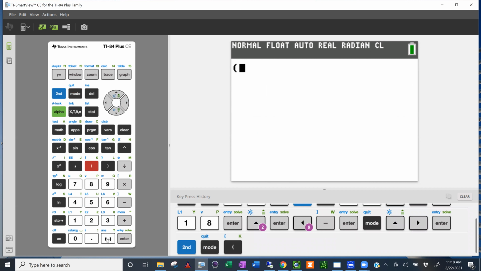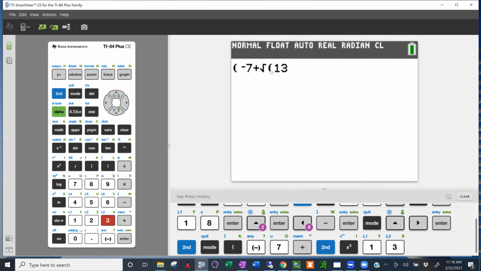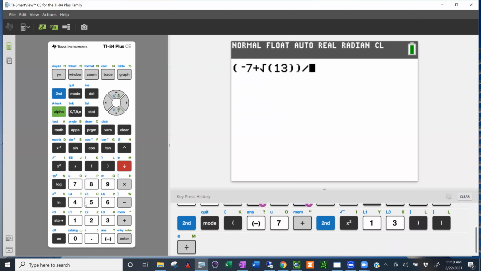I'll do -7 plus the square root of 13. So 13. Now here, when I hit the square root key, it doesn't form a nice square root over the number. So it's going to take the square root of everything it sees until you put in that right parenthesis. Now that right parenthesis just closes off the square root. So to finish off the numerator, I need another right parenthesis, and then divided by 18.